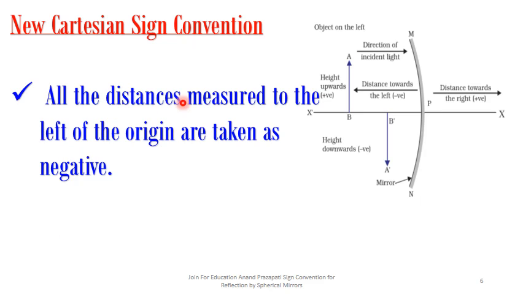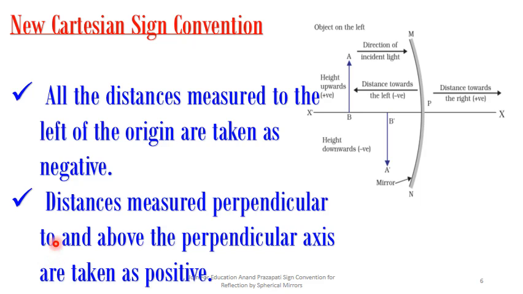All the distances measured to the left of the origin are taken as negative. It means that P X dash represents the negative, or left of the origin, and P represents the origin. So this distance will be negative and this distance will be positive.